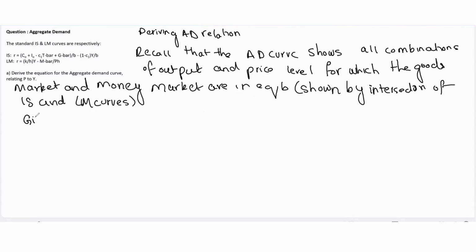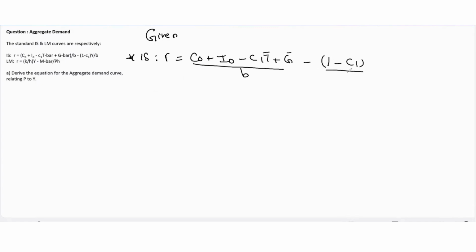Now, what are we given? Let me just cross this out and let's do it over here. What we're given is an IS relation. That's given as r is equal to (C naught plus I naught minus C1 T bar plus G bar) divided by b, minus (1 minus C1) divided by b times Y, right? And we're given an LM relation as r is equal to (k divided by h) Y minus M bar divided by P h.